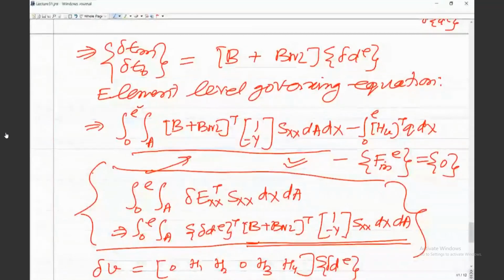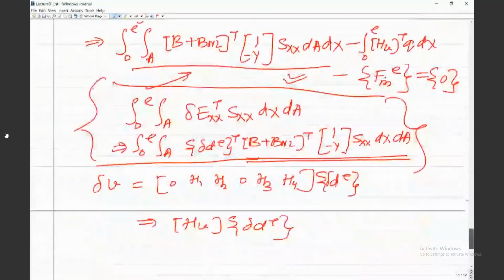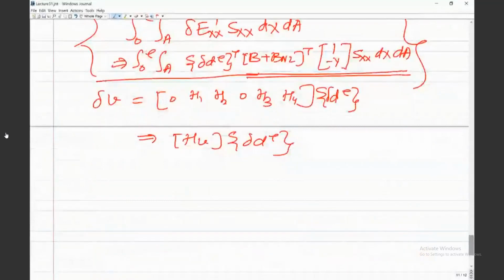If we want to write the incremental form, can I take 5 minutes more? Yes, sir.